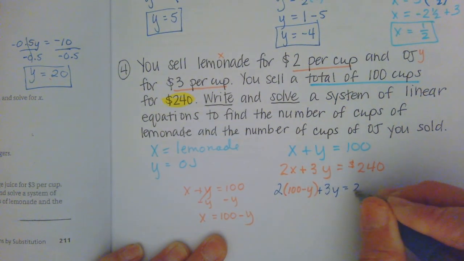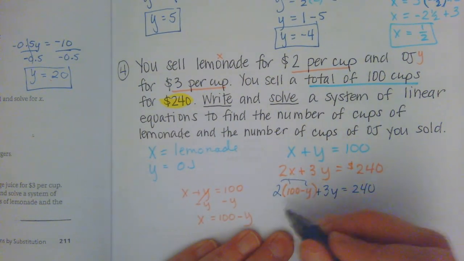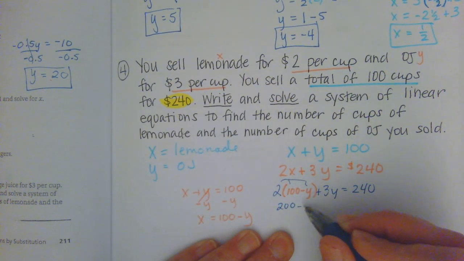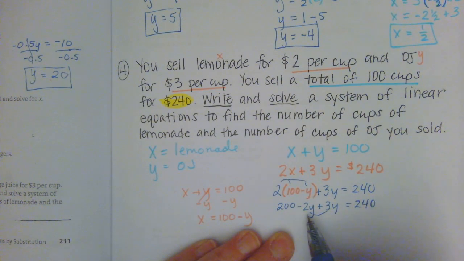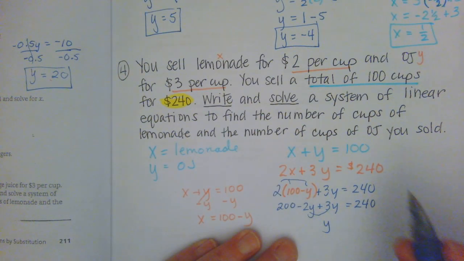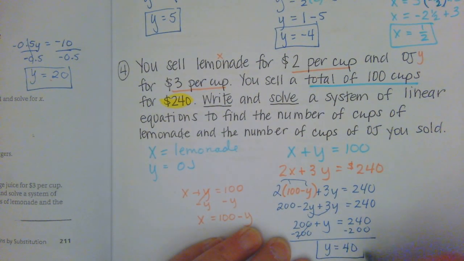plus 3Y equals 240. And so we're going to distribute the 2. So we get 200 minus 2Y plus 3Y equals 240. I'm going to combine these, and this is a negative 2Y and a positive 3Y, so that's just Y. So 200 plus Y equals 240. Subtract 200, subtract 200. We get Y equals 40.